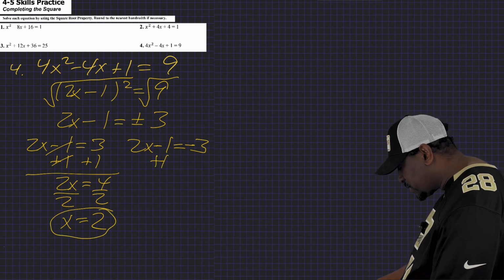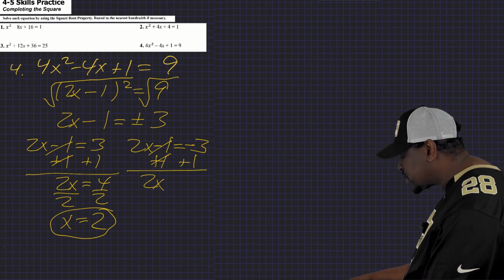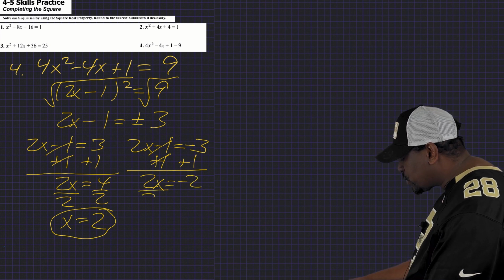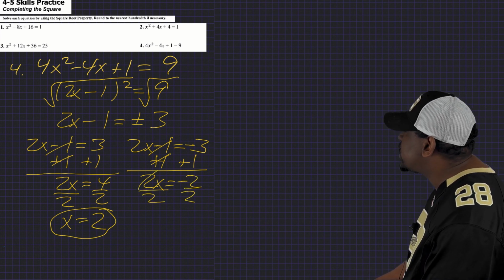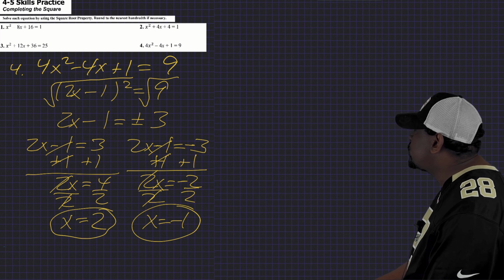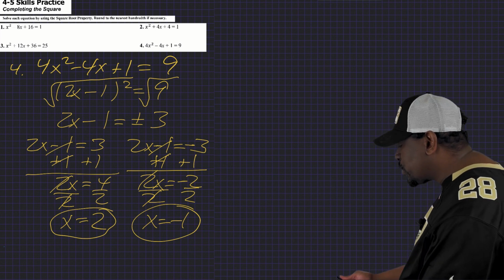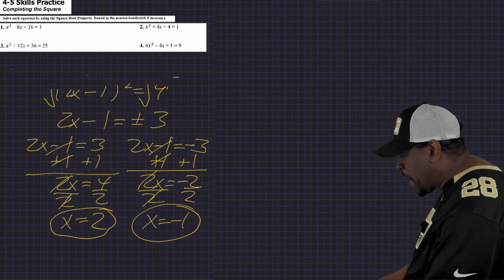That's our first solution. And in the second equation, we add 1 to both sides to get rid of negative 1. Negative 3 plus 1 is negative 2. We divide both sides by 2, and x will equal negative 1. And so our two answers will be x equals negative 1, and x equals 2. All right. So we've done two problems where we have used the square root property to solve for x.